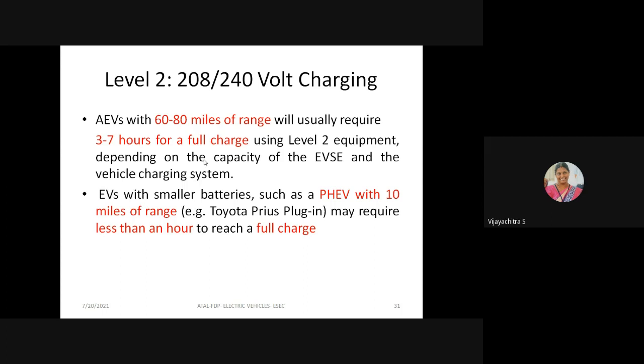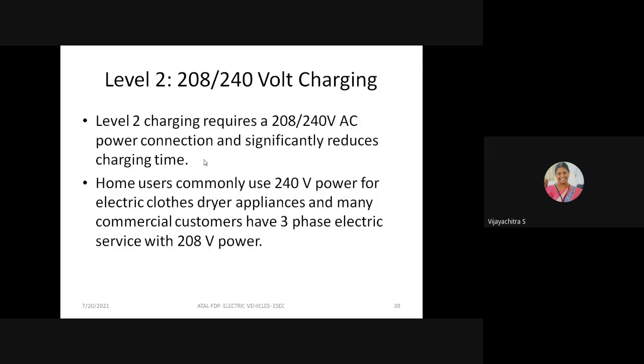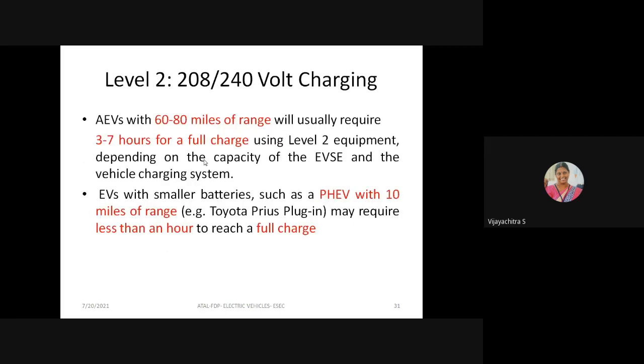And we can also increase the number of hours. If you take this 60 to 80 miles, the same mileage range with 10 to 14 hours before, here the same mileage range takes 3 to 4 hours, depending upon the capacity of the EV supply equipment and the vehicle charging system.